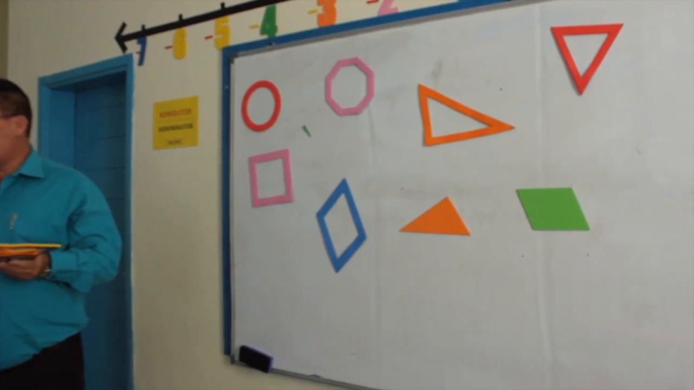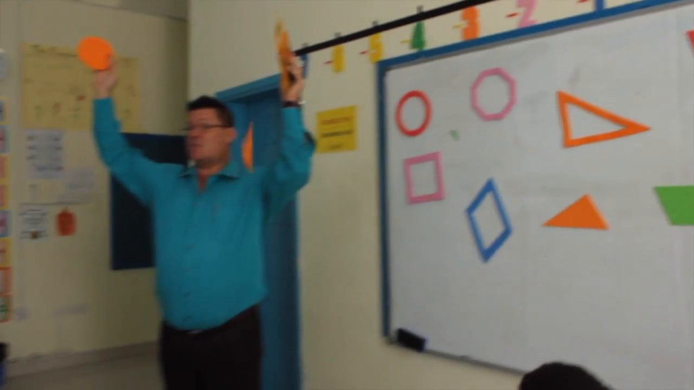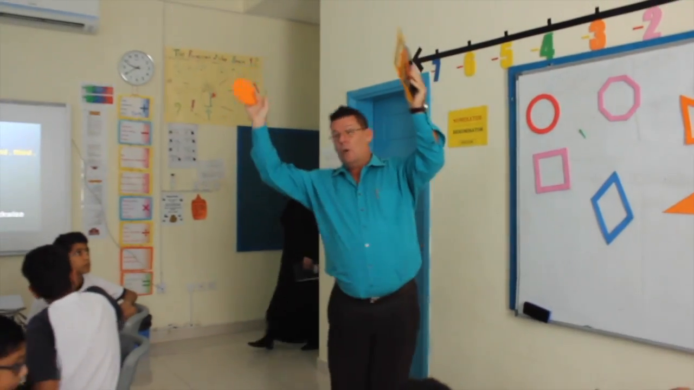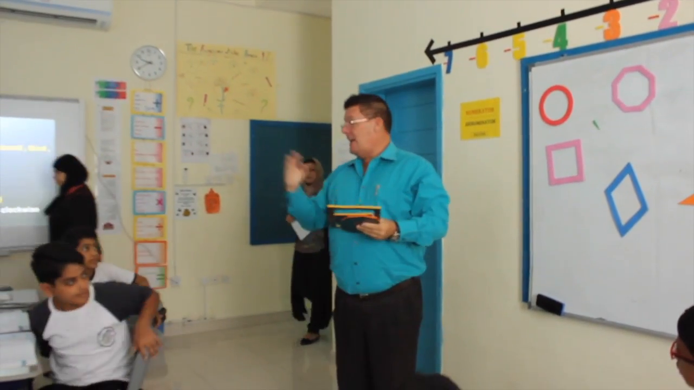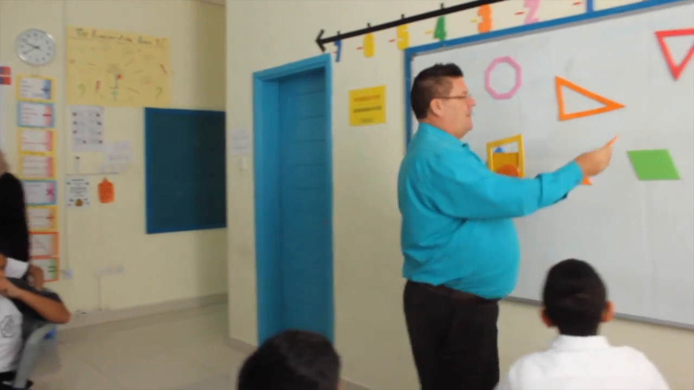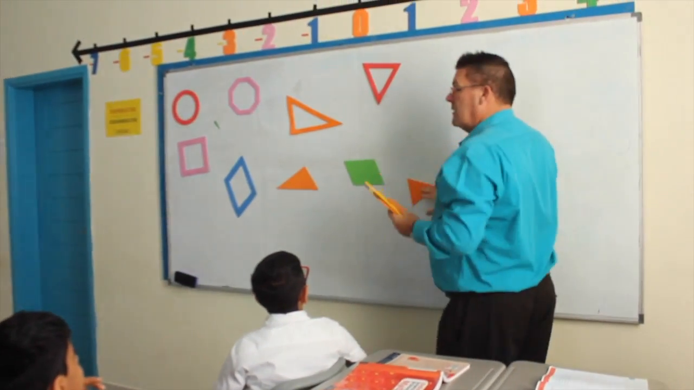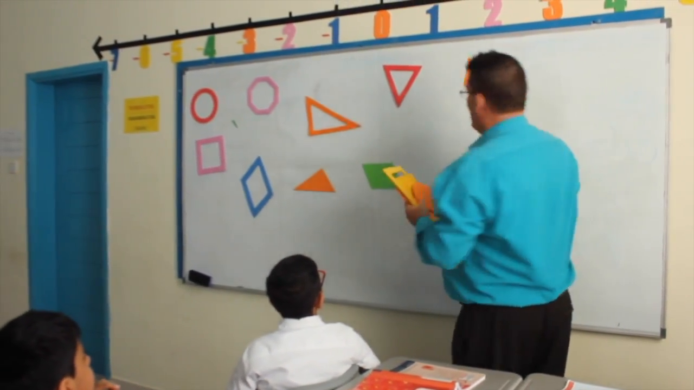Parallelogram or rhombus. Remember, a rhombus is a square that is dancing and it goes and it stops dancing. Okay, it goes to the side. Right. Okay. What's that one?